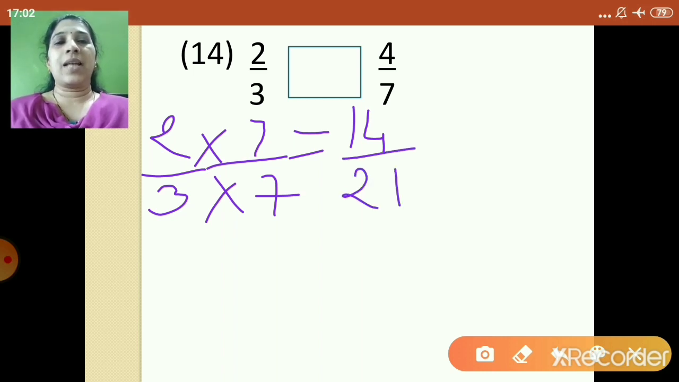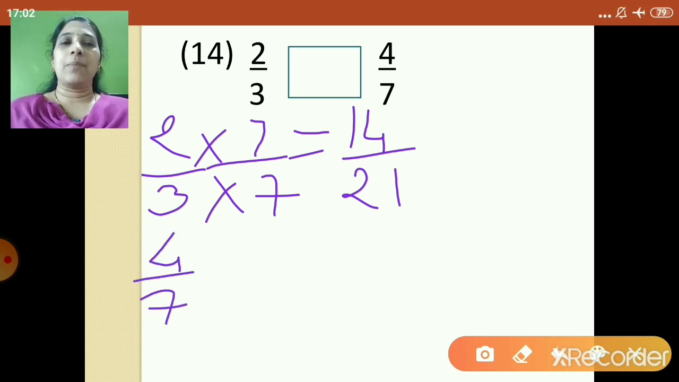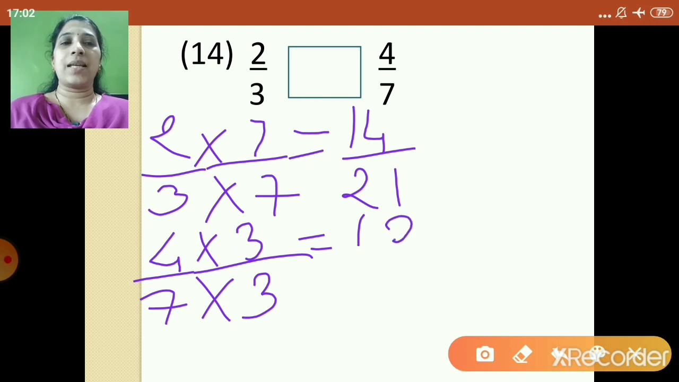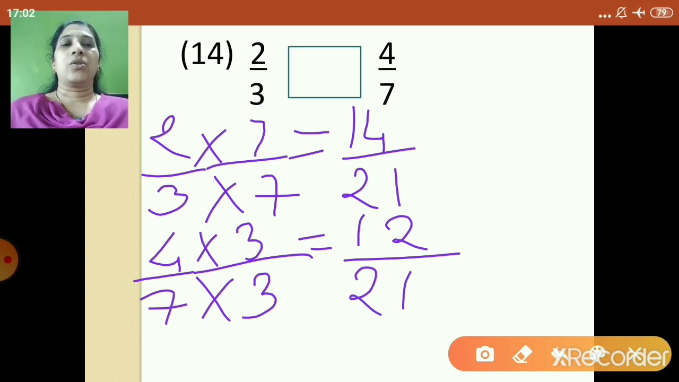Now let's take the other fraction 4 upon 7. So you are going to multiply it by the other denominator. So 4 into 3 upon 7 into 3. So what is 4 3s? 4 3s is 12. And what is 7 threes? 7 threes is 21. So now you can see 14 upon 21 and 12 upon 21.